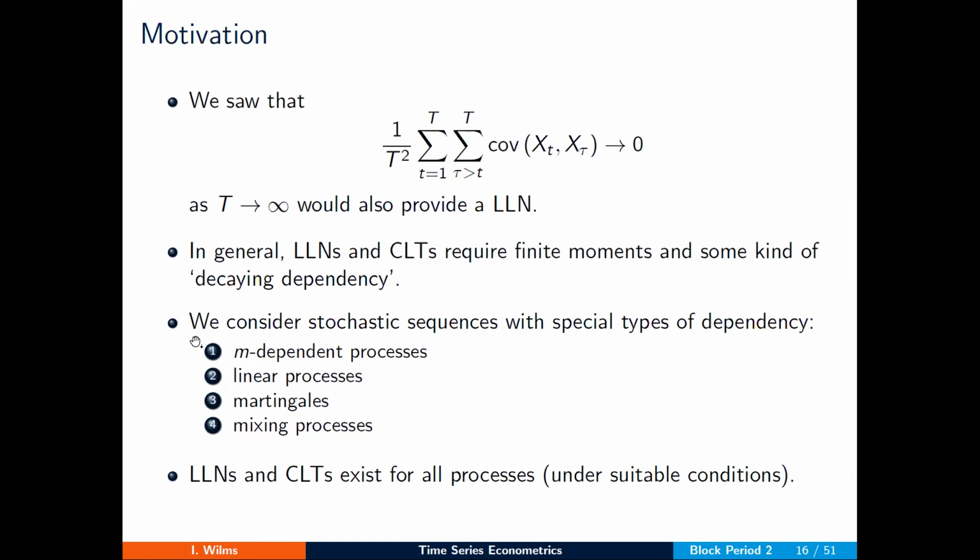Now we will have a closer look at stochastic processes with four types of dependency, as listed over here on the slide. The linear processes will be by far the most important ones for our course, since we will mostly make use of these in our derivations. Now, law of large numbers and central limit theorems do exist for all of them under suitable conditions. So that's why I would like to give you at least a brief overview of all of them. So let's start with the first one, n-dependence.